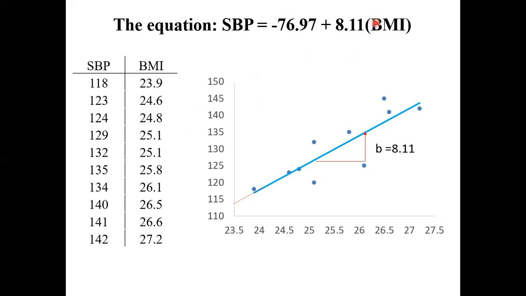We don't have to interpret this because when BMI is zero, BMI is never zero. When the BMI here is zero, zero times 8 is zero, minus 76. So the graph will be meeting somewhere here, but it has no meaning. So write the equation for prediction purposes. 25 times 8, 200, then minus this, then the predicted value, right?